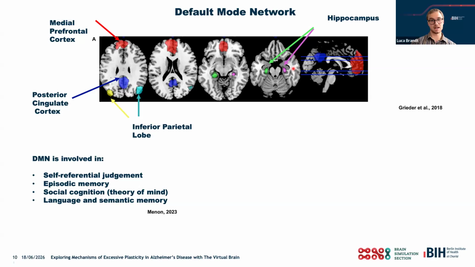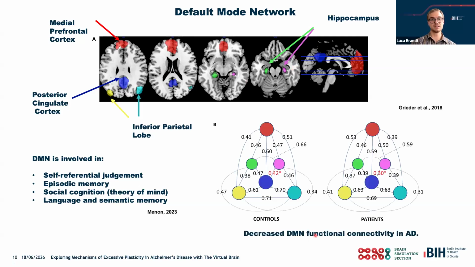And notably in Alzheimer's disease, there's a decreased functional connectivity found in the default mode network. Also found in many studies, so also overall decreased functional connectivity. But in this study, they found specifically between the posterior cingulate and the hippocampus that there's a decrease in functional connectivity. So we are hypothesizing that plasticity is related to these functional network changes observed in Alzheimer's disease.